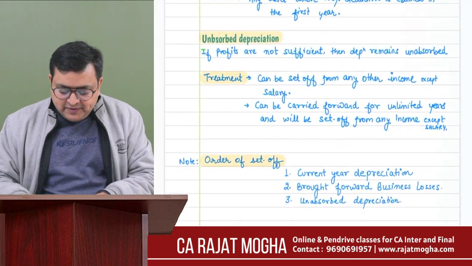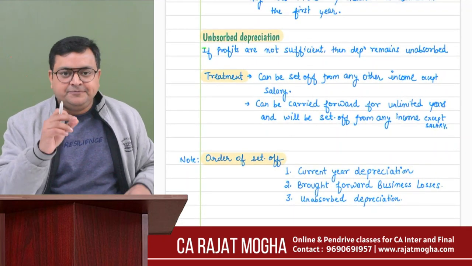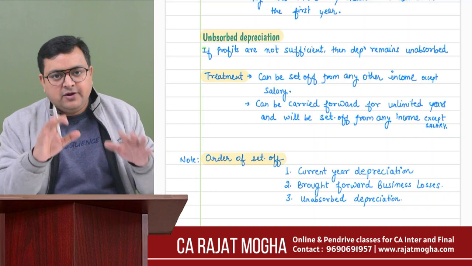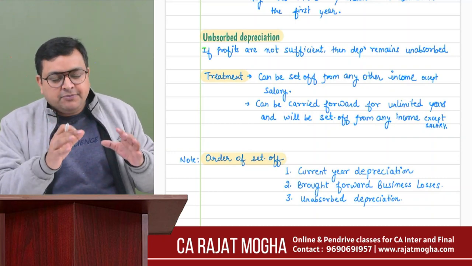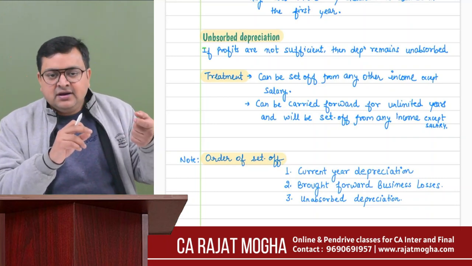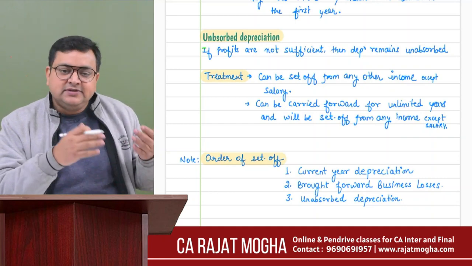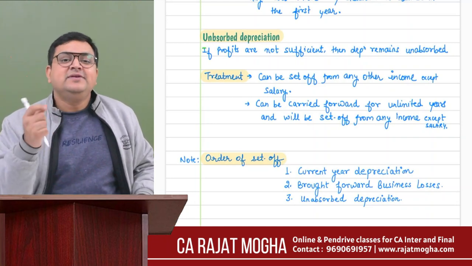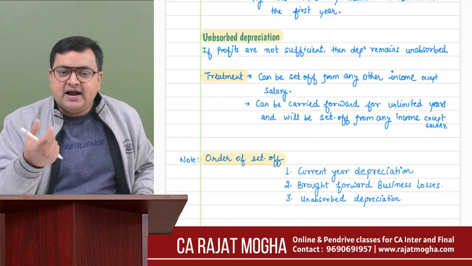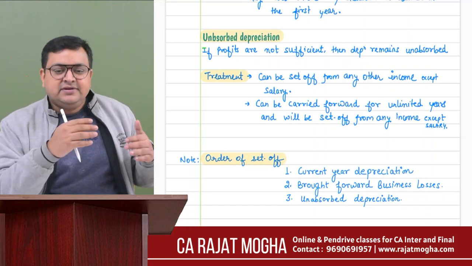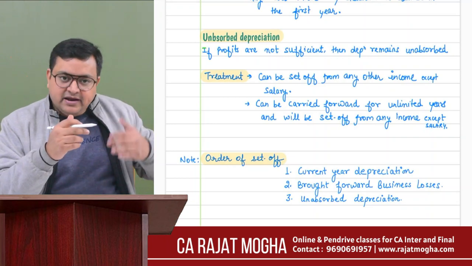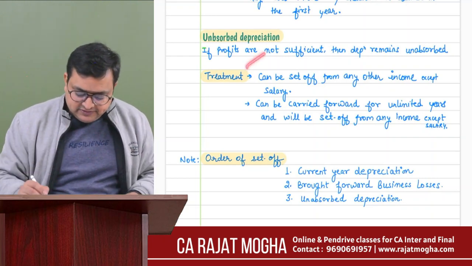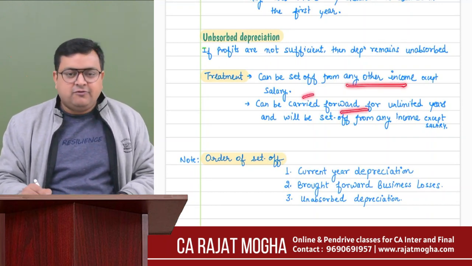Unabsorbed depreciation. Although unabsorbed depreciation topic is something related to set off and carry forward, you should know what is unabsorbed depreciation. See, section 32 says that whatever depreciation you calculate as per section 32, it is allowed in the current year, provided there are sufficient profits. If the profits are not sufficient, the depreciation which remains unabsorbed should be set off from any other head, or it will be carried forward to next years, right? So what is unabsorbed depreciation? The depreciation of the year which could not be set off in that year itself because the profits were not sufficient is called unabsorbed depreciation. And if unabsorbed depreciation is there, you can set it off from any other head except salary. And if it could not be set off, you can carry it forward. And for how many years? For unlimited number of years, you can carry it forward, right? So unabsorbed depreciation can be set off from any income other than salary, and it can be carried forward for unlimited number of years.